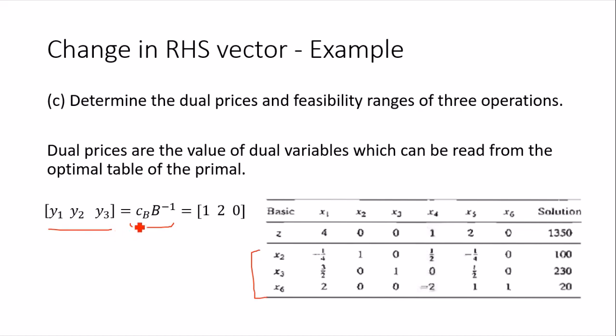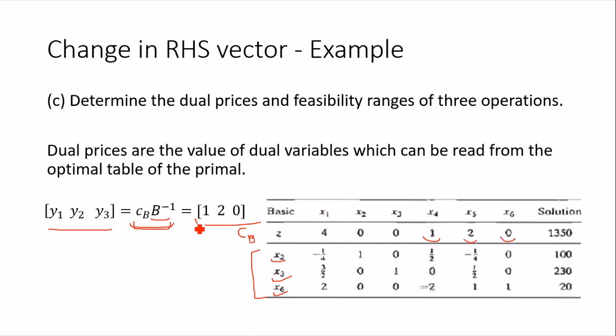And this vector will be CB into B inverse. You know how to read CB. CB is the cost of the basic variables. So you look at the cost of x2, x3, and x6 in the objective function and substitute it there, and B inverse you already know. So you multiply, and you will get 1, 2 and 0.